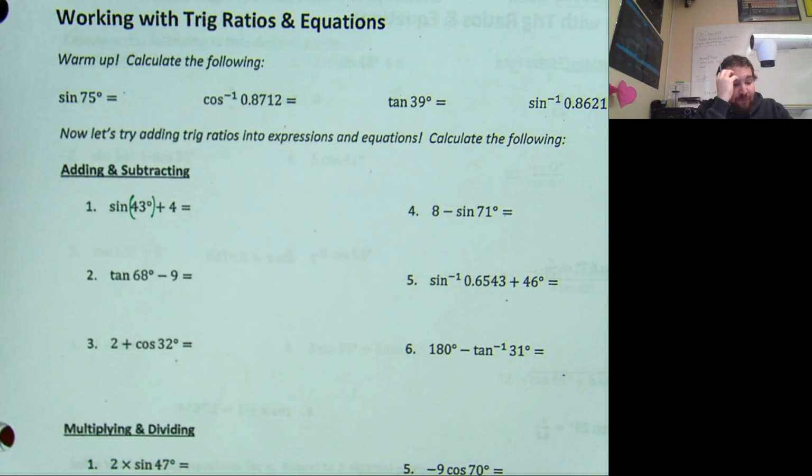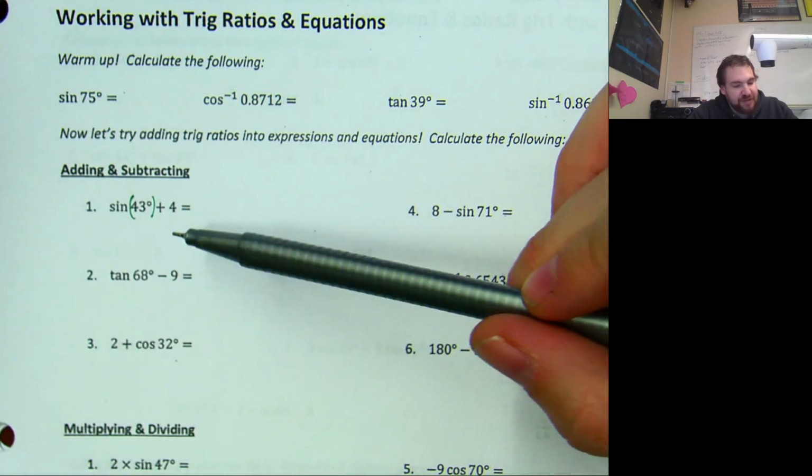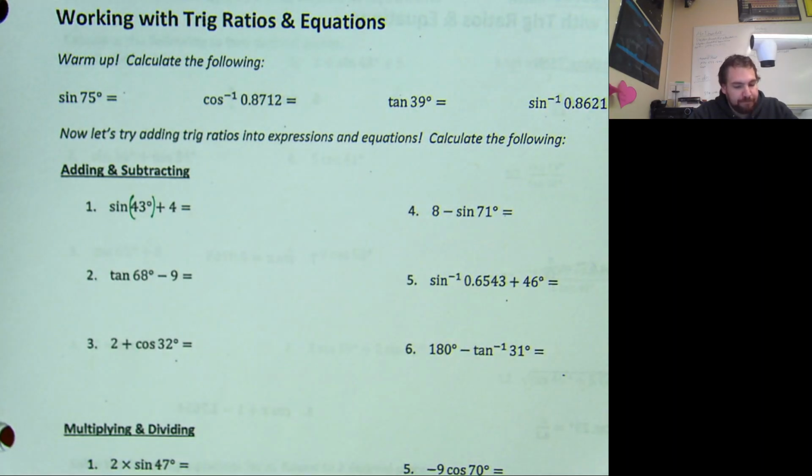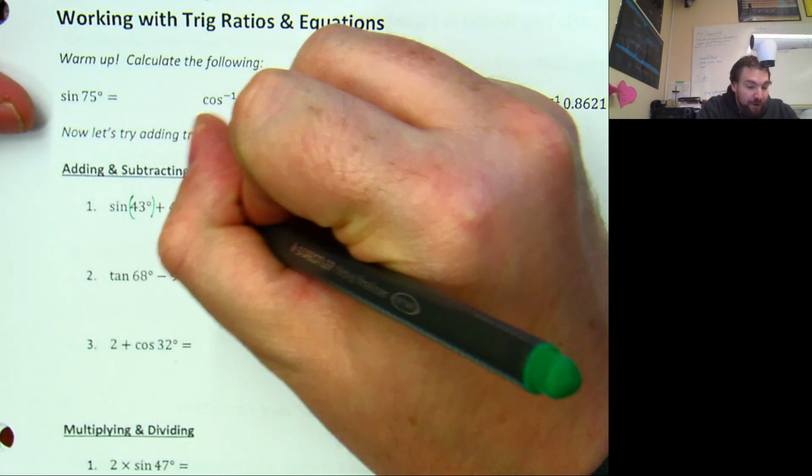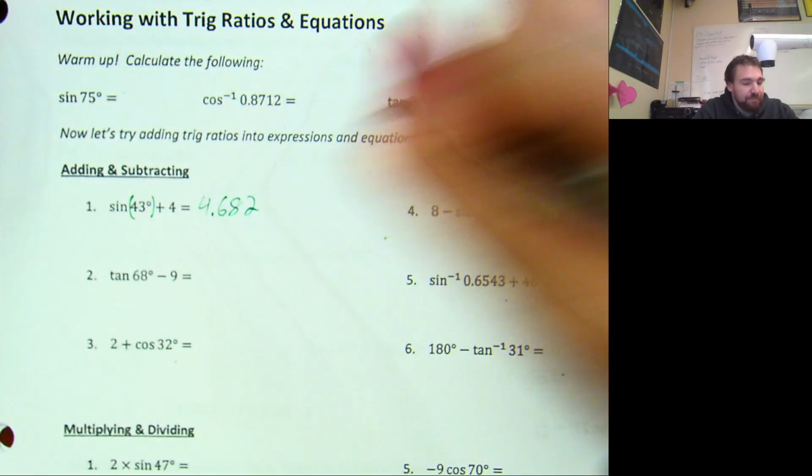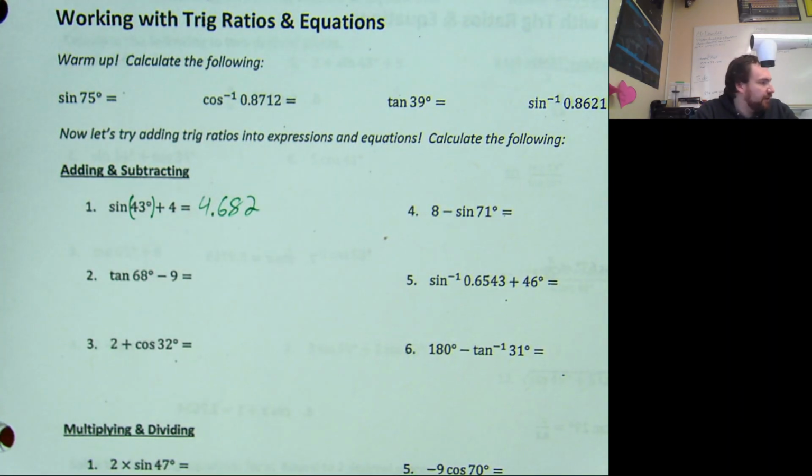Because if you punch in sine 43 plus 4, depending on how your calculator is programmed, it might do sine 43, resolve that, and then add 4, or it might add them first and then do sine. I don't know who programmed your calculator. So you've got to make sure to include those brackets. It gets handled just like brackets would, so it's the first thing you've got to do. So sine 43 happens first, and then you add 4. So what is sine 43 plus 4? 4.682. That's all it is. There's nothing really special here.